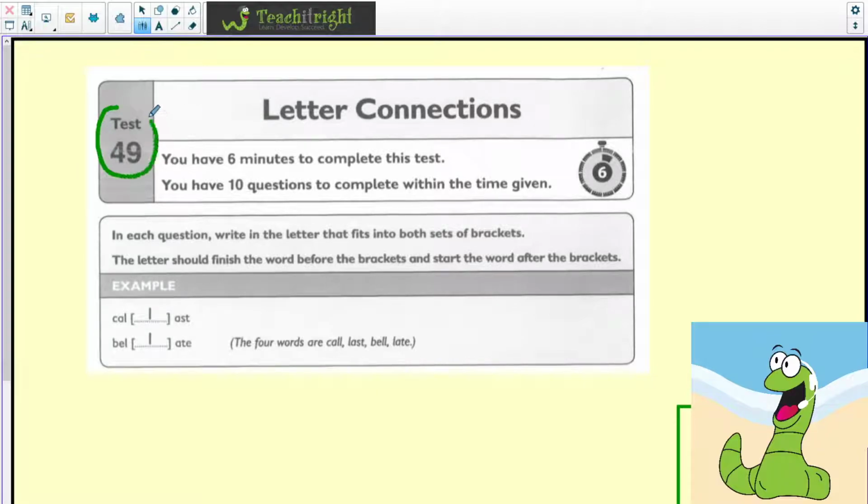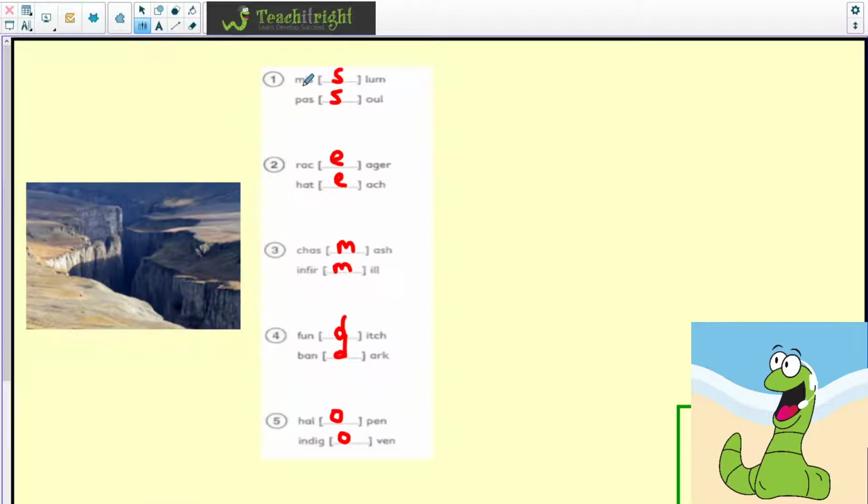This was test 49. Let's see if you got the right letters here. So we've got miss, slum, pass and soul. So it was the S going in there. Race, eager, hate and each. I think definitely the A-G-E-R, focusing on what letter could go there.